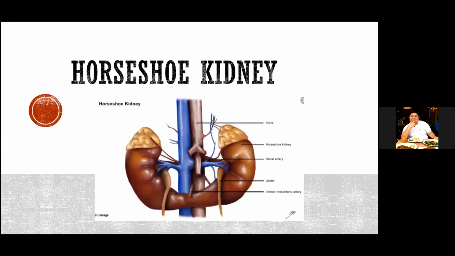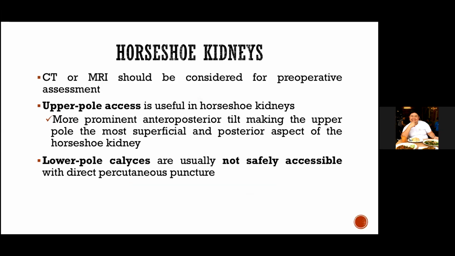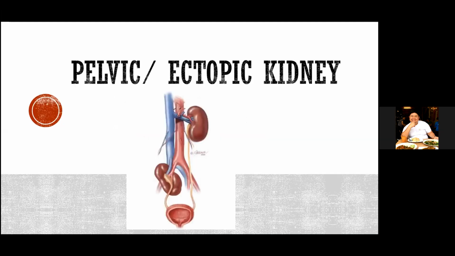So for the horseshoe kidney, CT or MRI should be considered for pre-op assessment. Since anatomically it has a more prominent antero-posterior tilt, making the upper pole the most superficial and posterior aspect of the horseshoe kidney, an upper pole access is useful for this kind of kidney. Lower pole calyces are usually not safely accessible with direct percutaneous puncture.